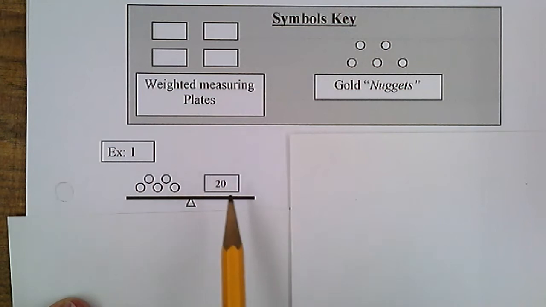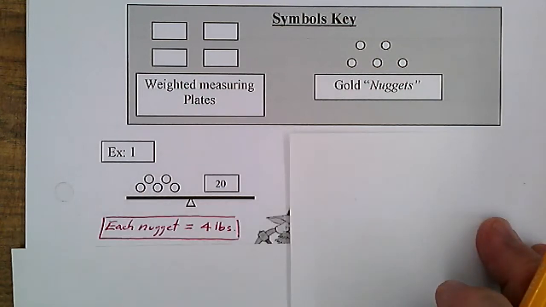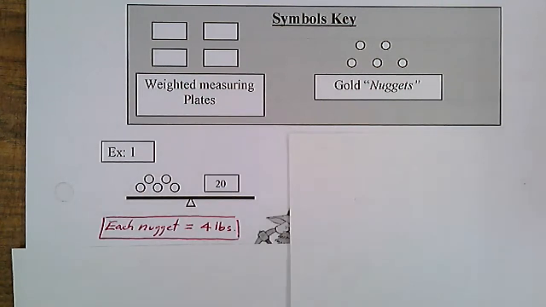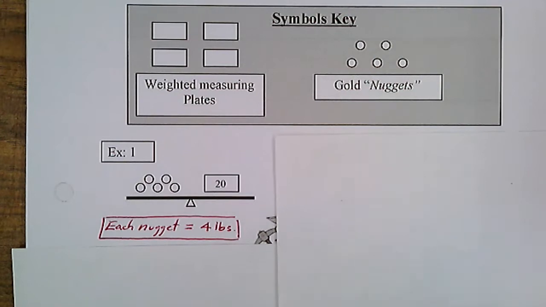And on the other side, we have a 20-pound plate. So we want to figure out how much is each gold nugget. They all weigh the same. How much does one gold nugget weigh? So I'll give you a moment and hopefully you have an answer. So each gold nugget, so one gold nugget is going to weigh not 20 pounds. Each gold nugget weighs 4 pounds. 4 pounds. Okay, now there are probably 3 different ways that you could have figured that out.